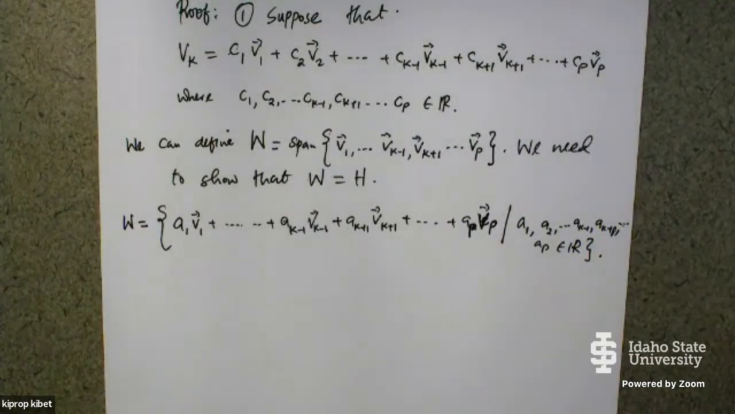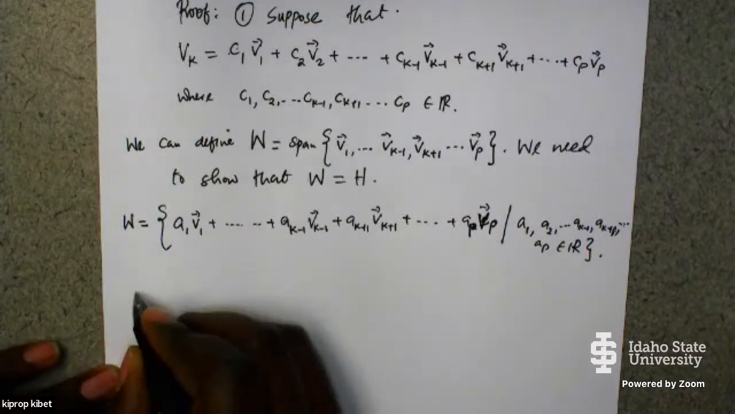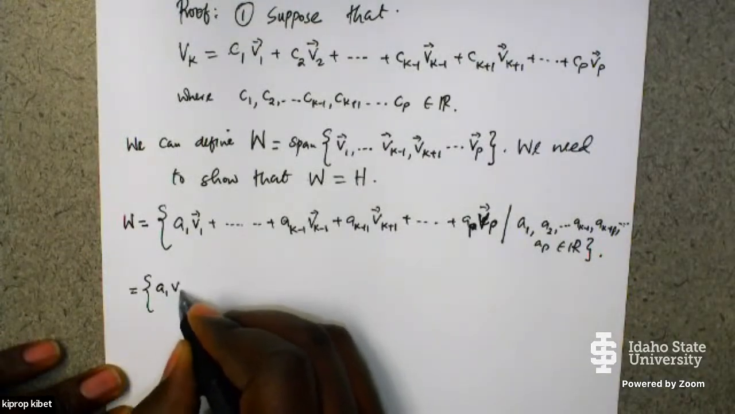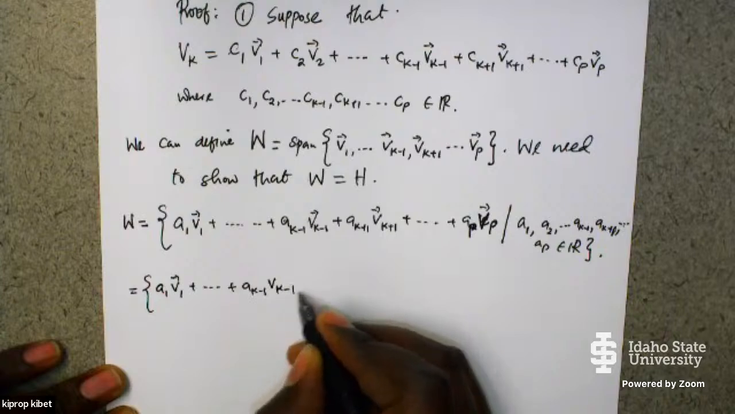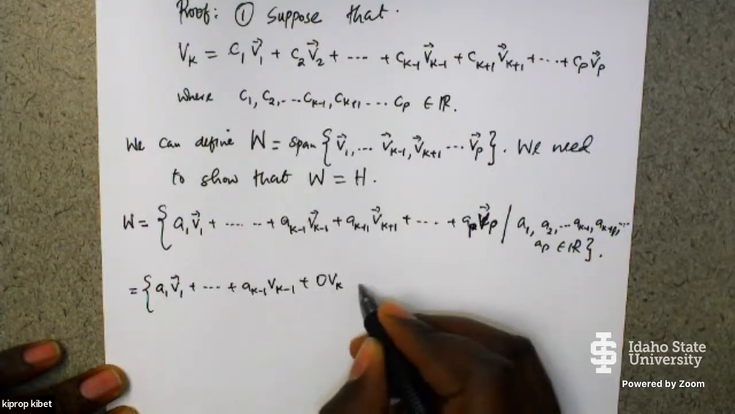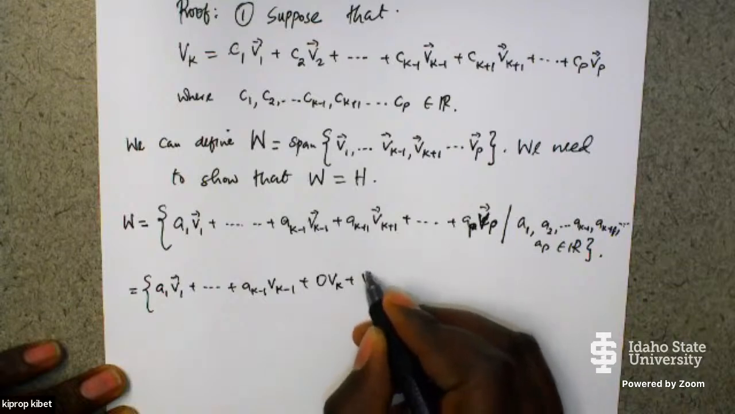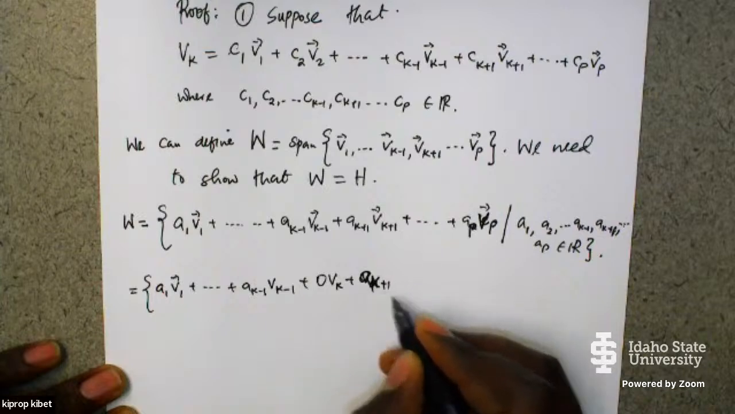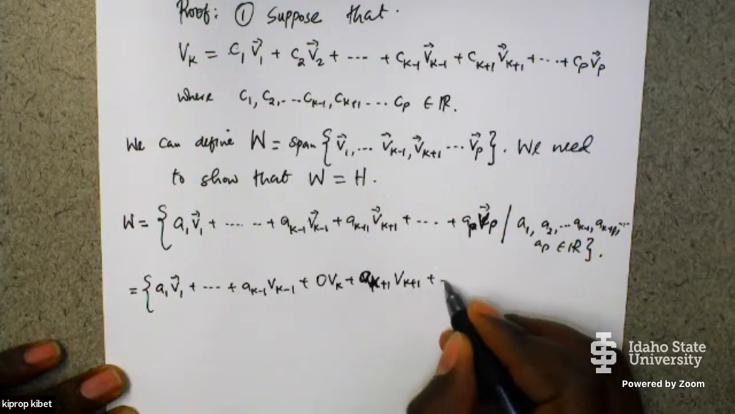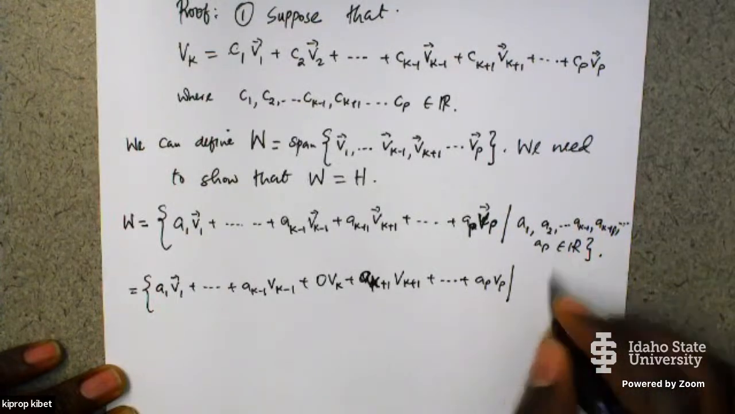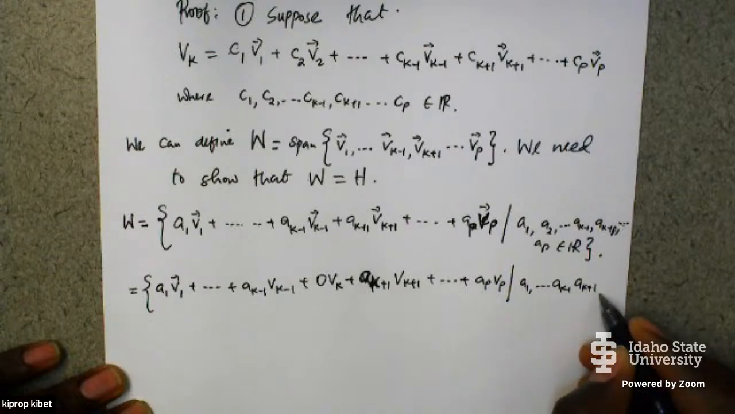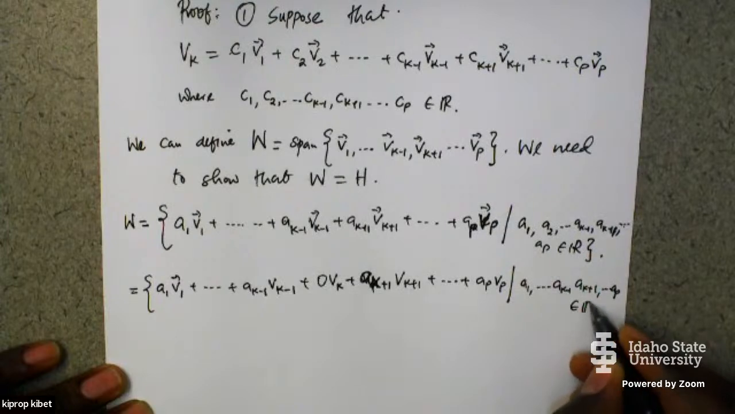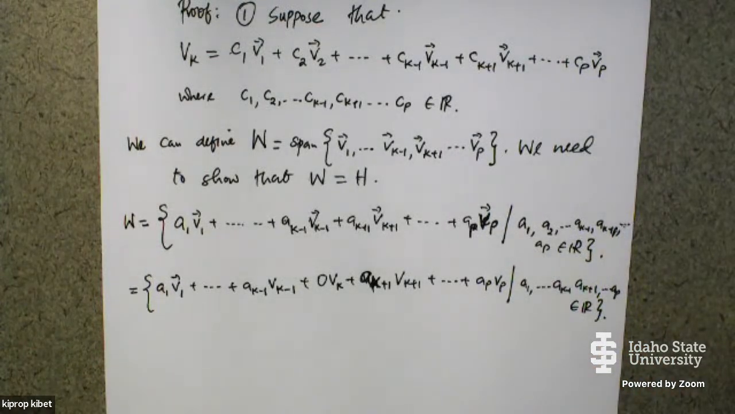So let W be that. Then this W is also equal to A1 V1 plus ... AK minus 1 VK minus 1 plus 0 VK plus AK plus 1 VK plus 1 plus ... AP VP, such that A1 all the way to AK minus 1, AK plus 1, all the way to AP are elements of the real numbers.